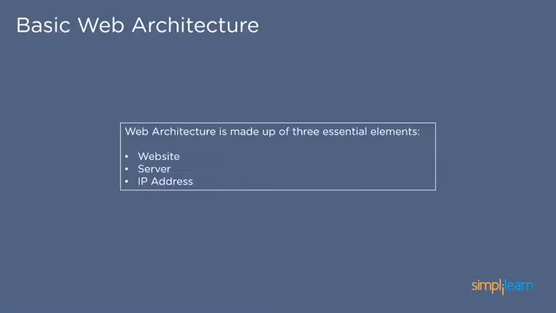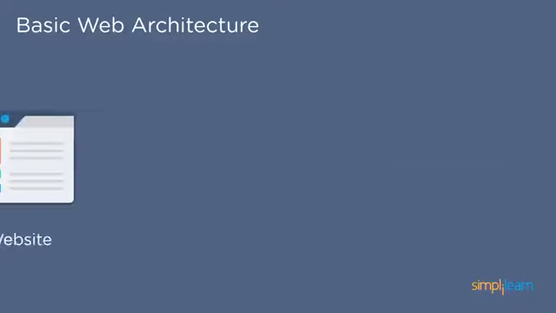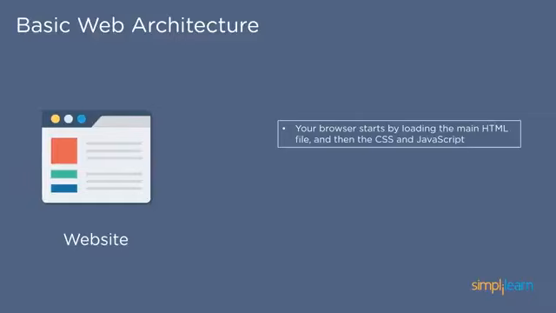Now, what exactly is the basic web architecture? Web architecture is made up of three essential elements. That's the website, that is the front end of a web application that is visible to the user. Then there is the server, which constitutes the back end of a web application and holds and manages all the data. And finally, there's the IP address, that is the address assigned to a website in order to be accessible on the internet. First up, let's have a look at what a website is.